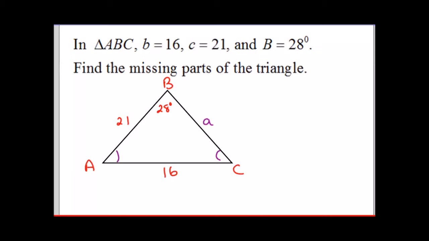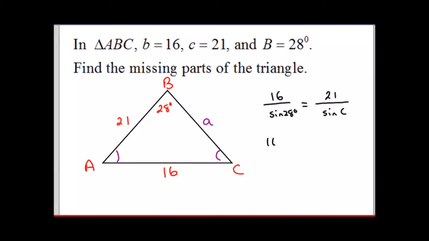So now when I start this out, when I use the law of sines, I always use the side angle pair. So I'm going to put 16 over the sine of 28 degrees. Now they gave me side C, so I'll find angle C first. So I'll put side C, which is 21, over the sine of angle C.